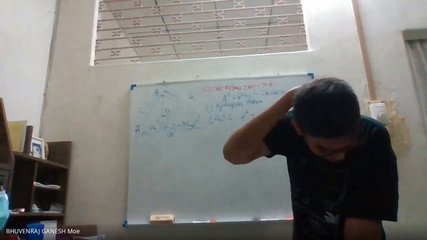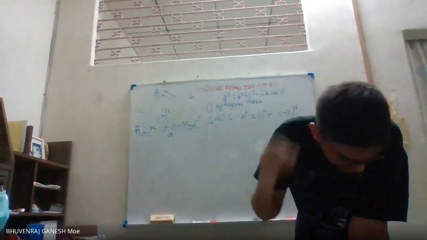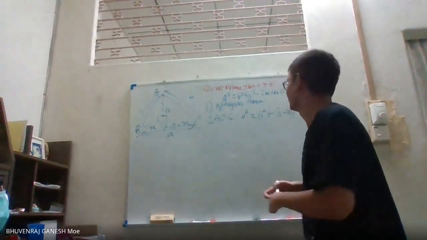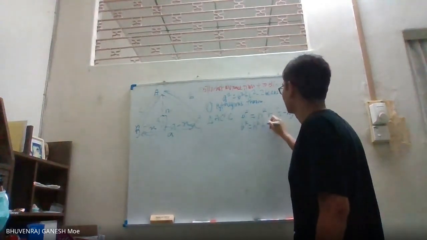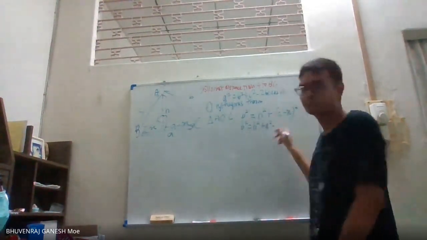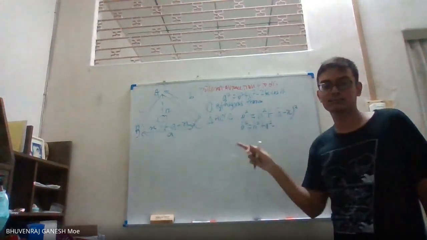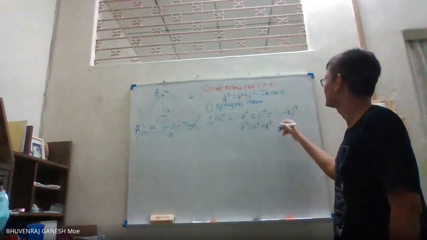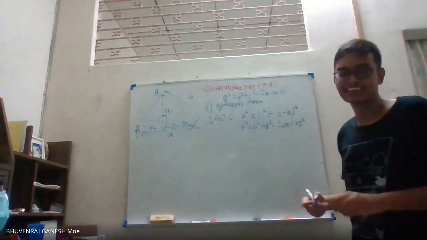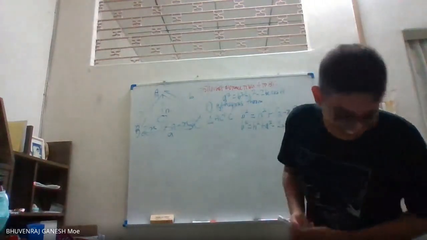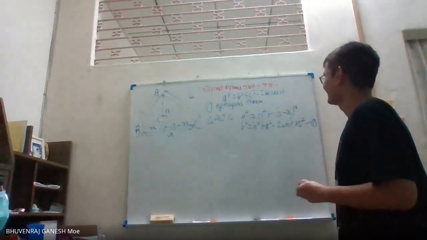Okay, let me think. So we expand the bracket. So B square is H square plus A square. When you get this pattern, try expanding directly from here. Don't open it into two brackets because it will take more time. So plus A square minus 2AX plus X square. Now we can see how complex it is. Okay, so this is your first equation.